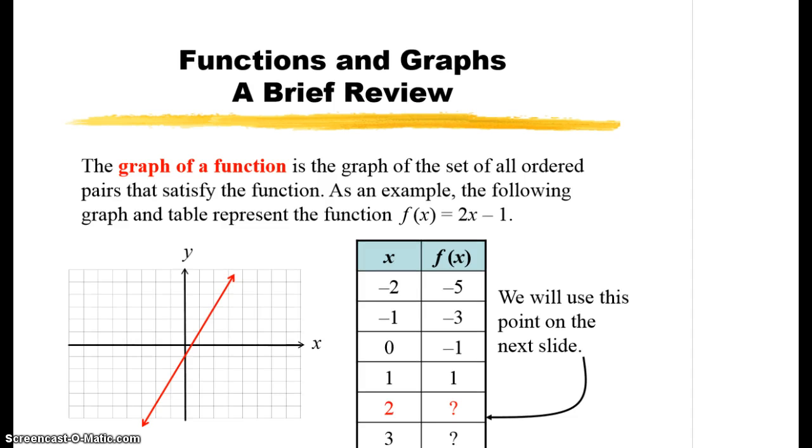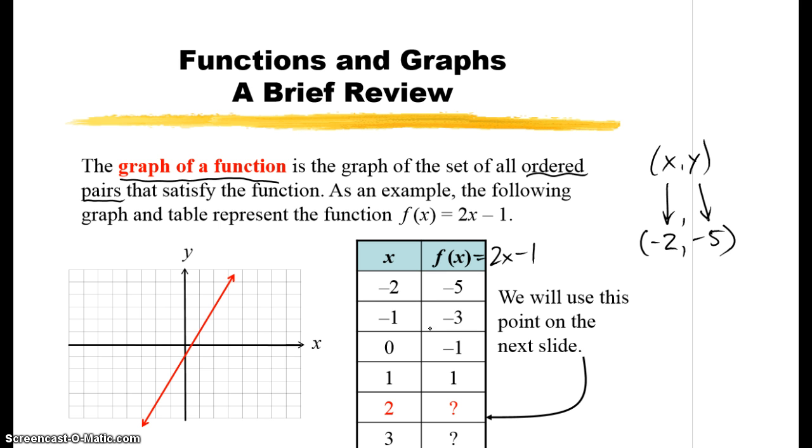Okay, so just to remind you, the graph of a function is the graph of the set of all ordered pairs that satisfy the function. Remember, ordered pairs are the x and y input and output that you obtain from the function, right? So as an example, look at the following graph and table that represent the function f of x equals 2x minus 1. Okay, so what happens here is I can create a bunch of ordered pairs by picking values of x, like negative 2, plugging them into the function's rule, 2x minus 1, and that would give me an output, or a y. And then I get an xy ordered pair.